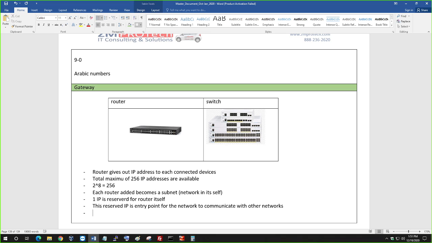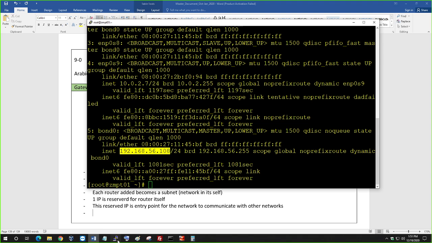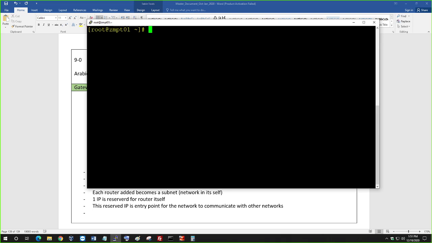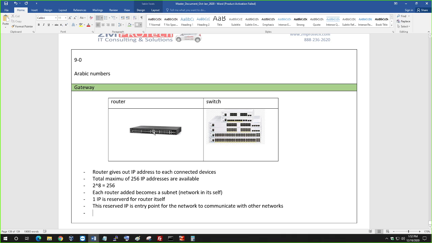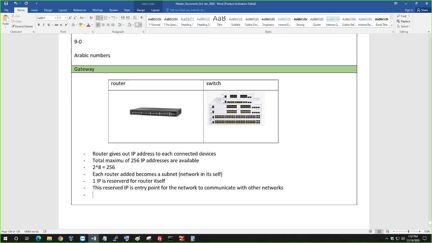So let's see here. A question. Yeah. About the router, there are like 24, 48 ports in there. So what is the difference between a router giving out an IP address and you connecting a device directly to it?